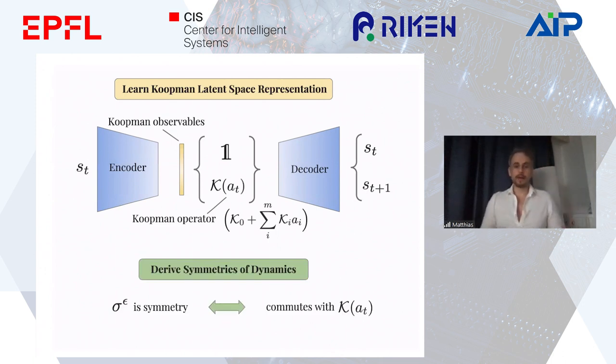And what we actually find, so this is the theoretical result, is that you can get a symmetry transformation or a symmetry generator. So sigma is a symmetry generator if and only if it commutes with the Koopman operator, right? So commute means, you know, K times sigma minus sigma times K equals zero.